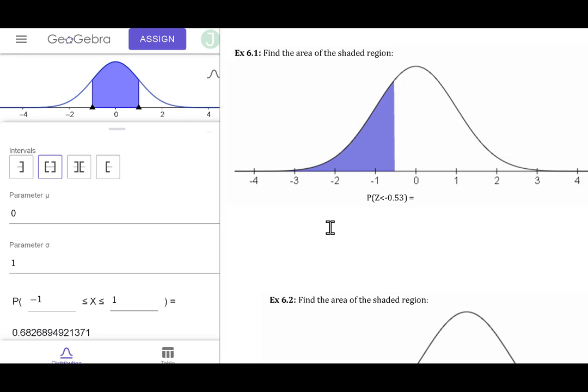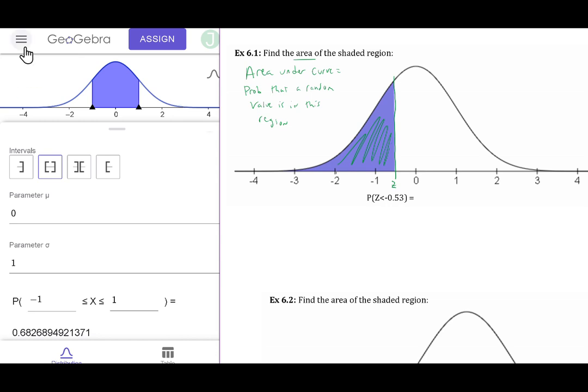There's another video that describes the relationship between the area under the standard normal curve and the probability that a random value is in that region, or in this region. So we are trying to find the area to the left of a z-score of negative 0.53. What is the probability that a randomly selected z-score or a randomly selected data value will be in this region?